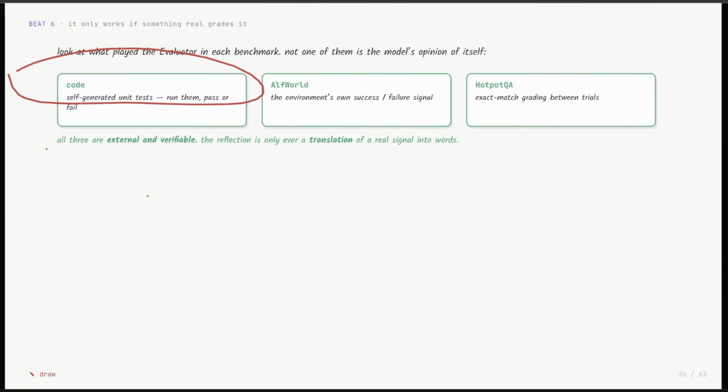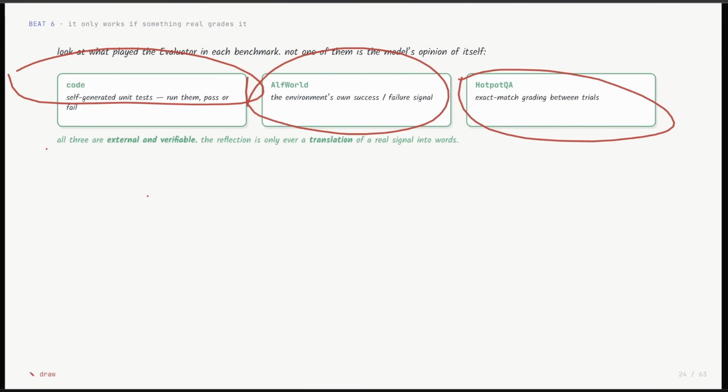You run them, they pass or they fail. And that's like external feedback to what you're building. In AlphaWorld, the environment owns the success signal. In HotpotQA, you have exact match grading between trials. So not one of them is the model asking itself how it did. We are not really doing LLM as a judge here.